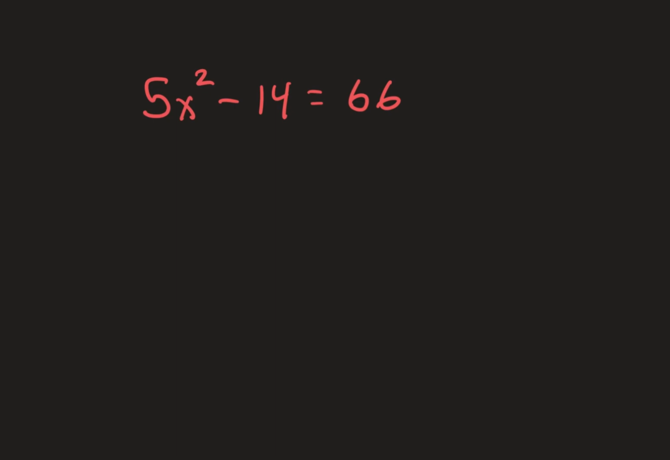So we have a multi-step one now. Remember when you're doing multi-step equations, there's no b value, so we have to isolate it. Get rid of any addition or subtraction to your variable first. So in this case, we have 14 being subtracted from our 5x squared. So the first thing we are going to do with this is add 14.